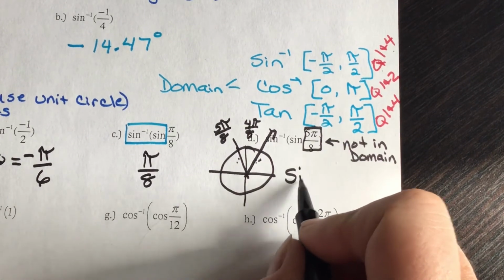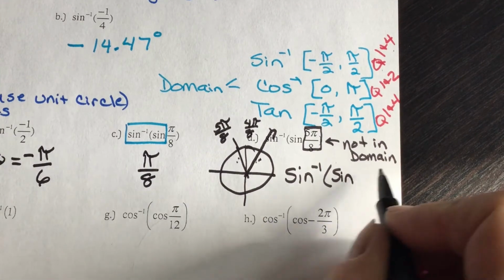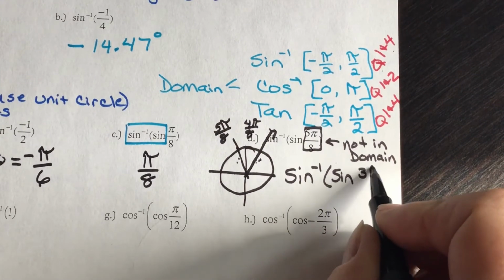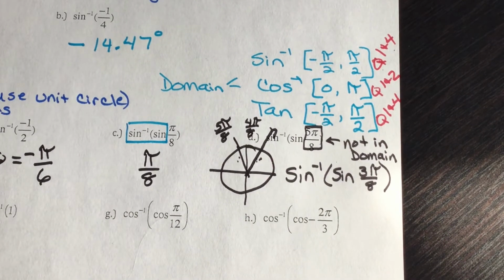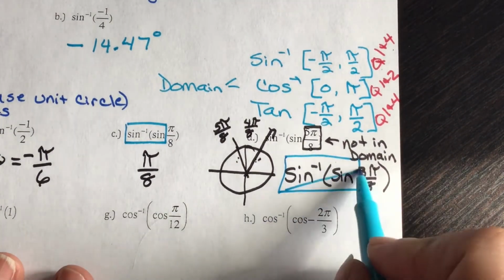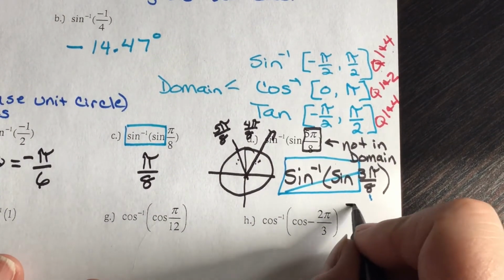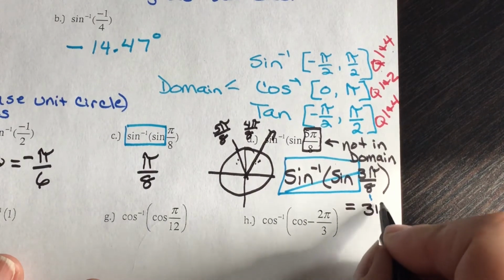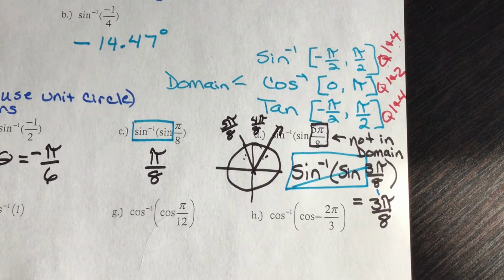So if I put sine inverse of sine of 3 pi over 8, this now would be in our domain. And now the sine and the inverse sine will cancel each other out. And my answer now is in the domain for inverse sine. So this is 3 pi over 8. Okay.